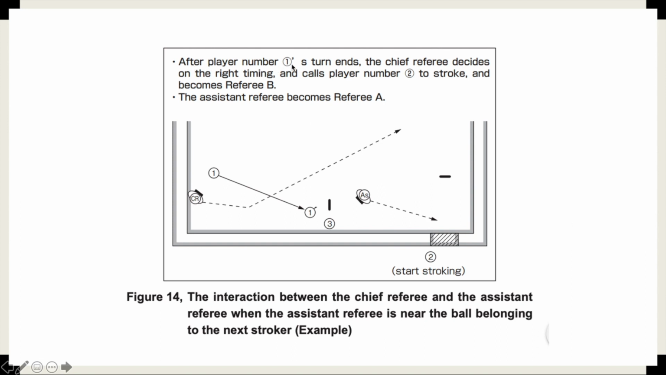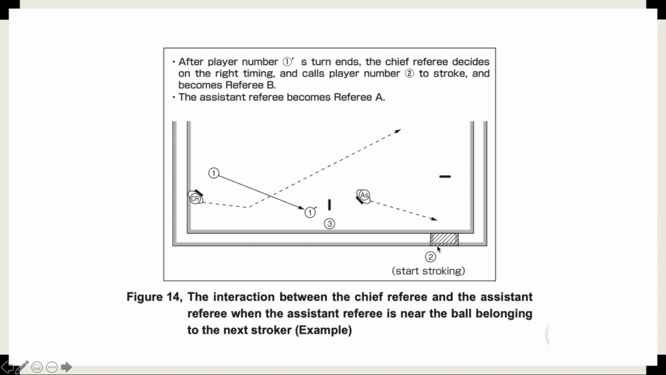And we can see that after number 1's turn ends, the chief referee decides on the timing and calls player number 2 to stroke and becomes referee B. The assistant referee becomes referee A. So we can see that the chief referee in this situation is adjudicating on the stroking of ball 1 towards gate 3. And we can see that the assistant referee is adjudicating on the movement of ball 1 stroked towards gate 3. So in this situation, the chief referee is referee A and the assistant referee is referee B.